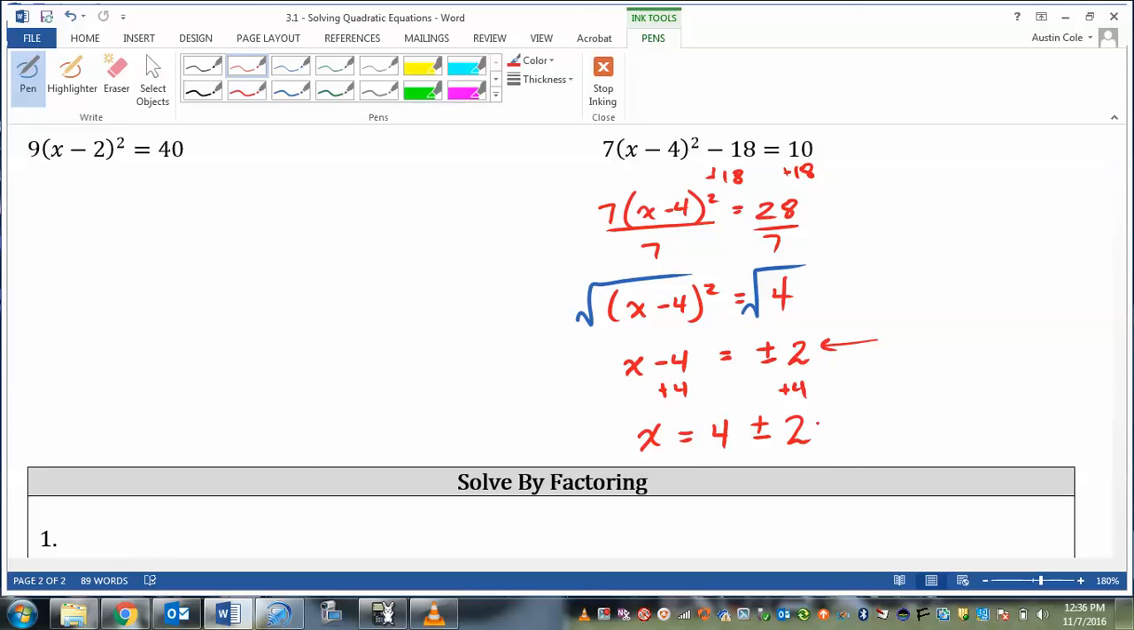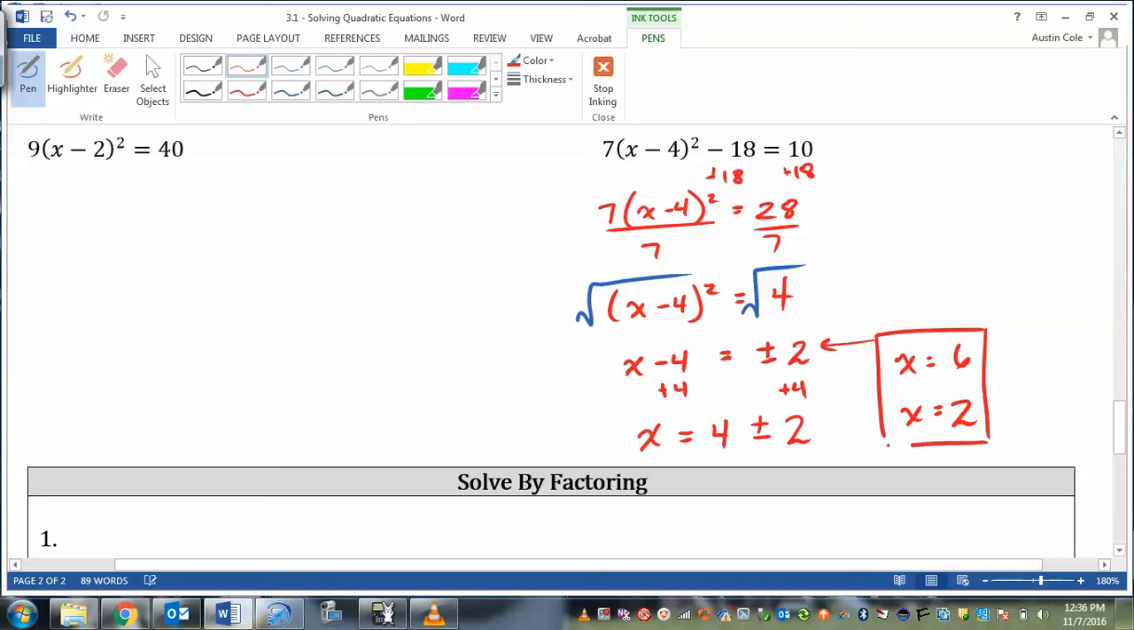Okay, now, what's 4 plus 2? It's 6. What's 4 minus 2? 2. So those are our two answers. Positive 6 and negative 2. Excuse me, positive 6 and positive 2.